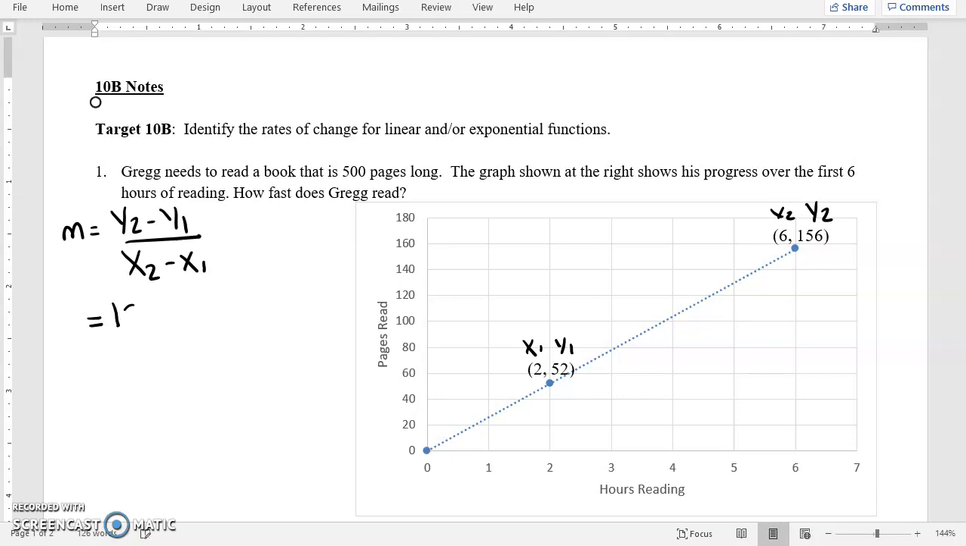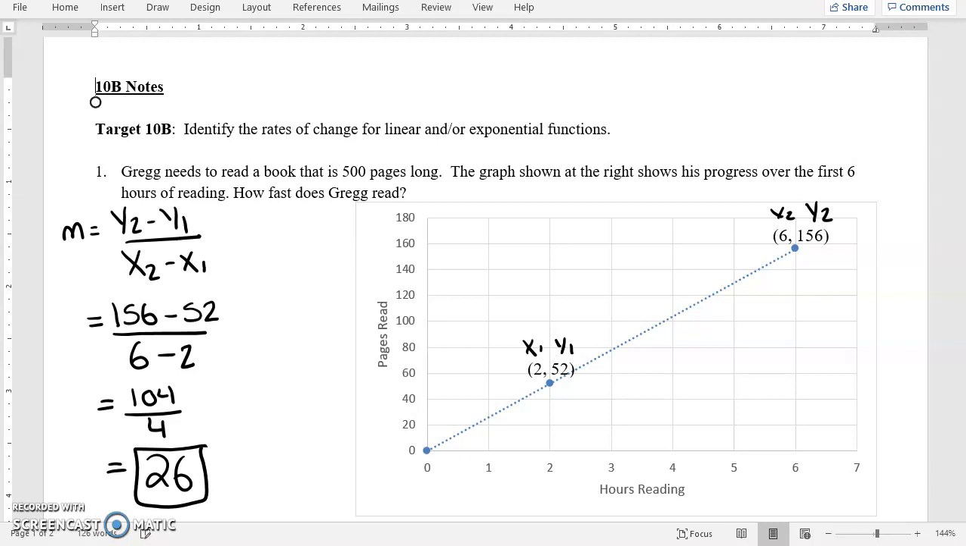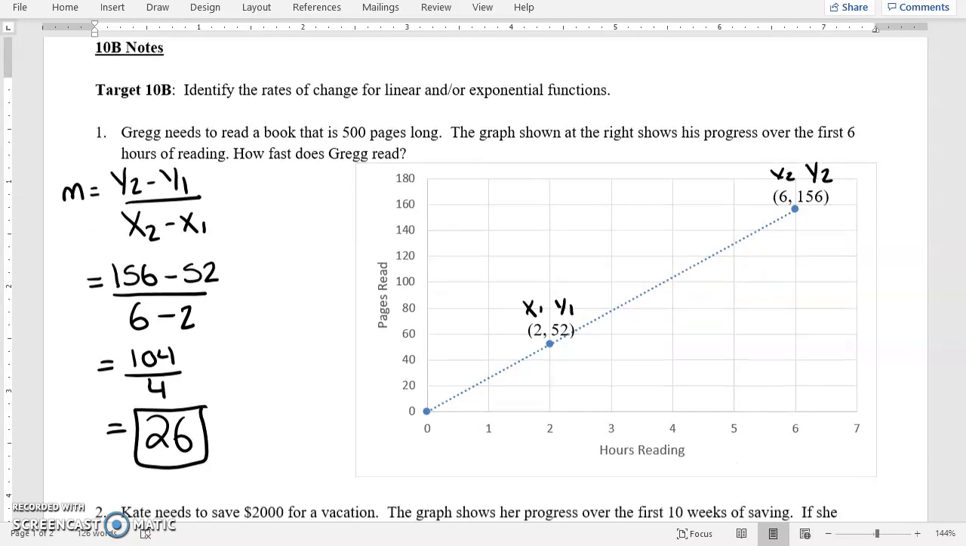So it's going to be 156 minus 52 all over 6 minus 2. When I simplify, I get 104 divided by 4. I'm going to quickly check that on the calculator on my phone. 104 divided by 4, and I get 26. So that's how fast he's reading. He's reading 26 pages per hour.